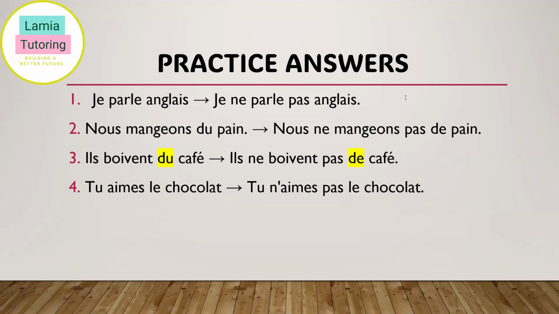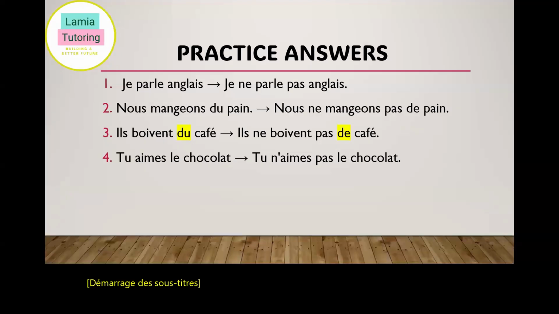Boivent. Try it again. Il boit du café. Il veut du café. Il ne veut pas de café. Good. Tu aimes le chocolat? Tu n'aimes pas le chocolat? That's good. You did good. I don't see the, yeah, sorry. Let me just put on the subtitles.